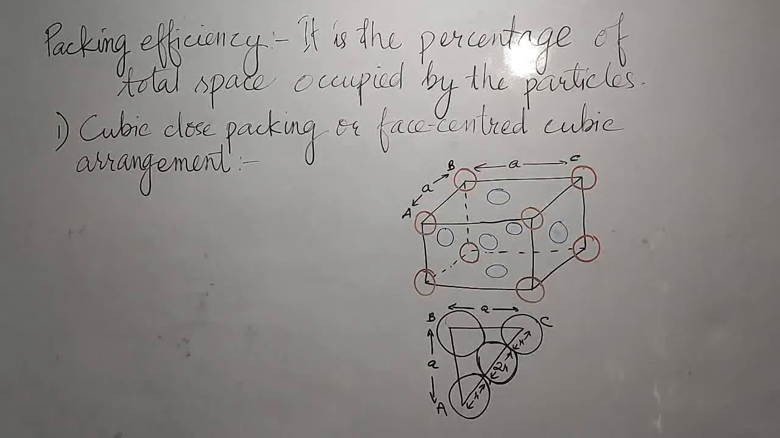Before we move on to the next part, kindly note down these things in your note copy as well. Under packing efficiency, there are different types of arrangements, and for every type of arrangement, the packing efficiency may not always be the same. The first one is the cubic close packing or face-centered cubic arrangement.